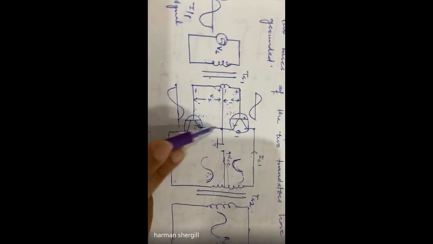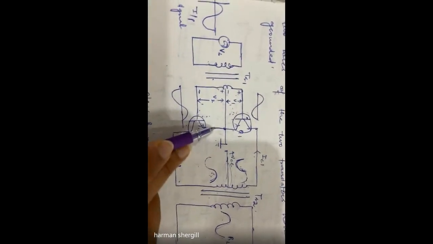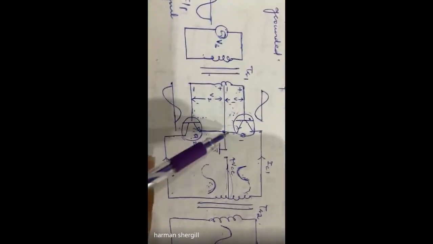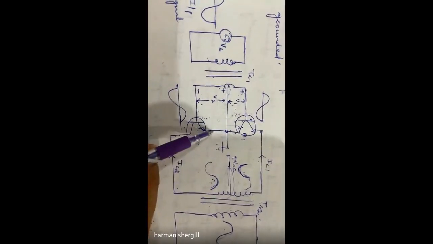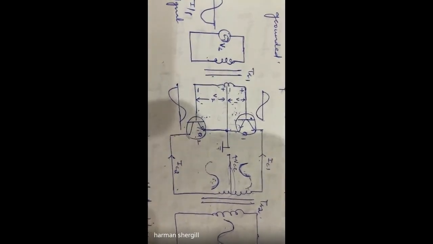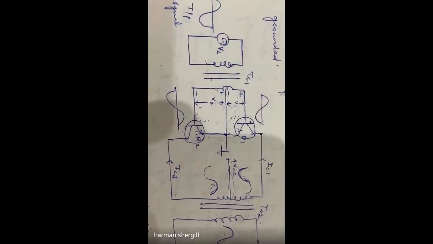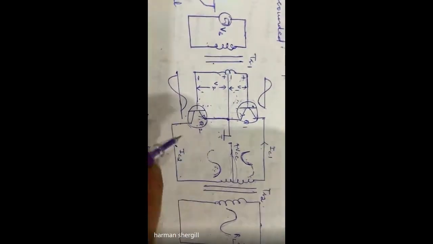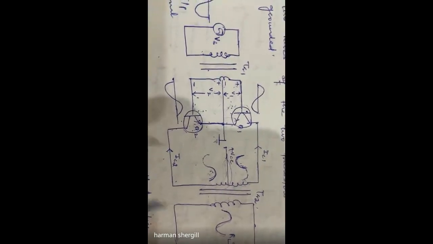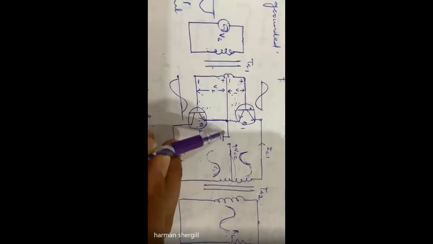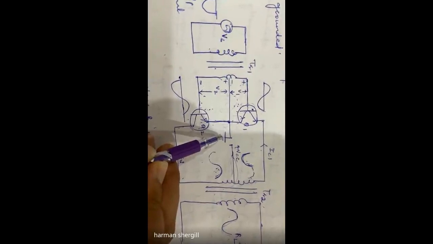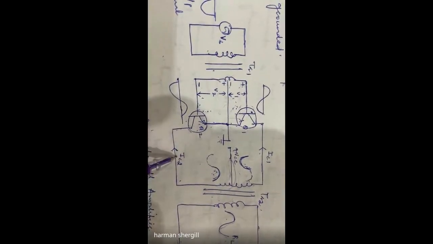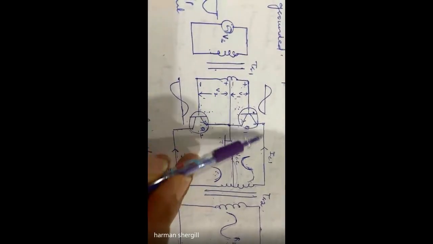Here we have joined the emitter terminals of both transistors together. This is the emitter of Q1 and this is the emitter of Q2. We have used Q2 in reverse so that we can join the emitters of both transistors. The emitter terminals of both transistors are grounded. This is the collector terminal of Q2 and this is the collector terminal of Q1.